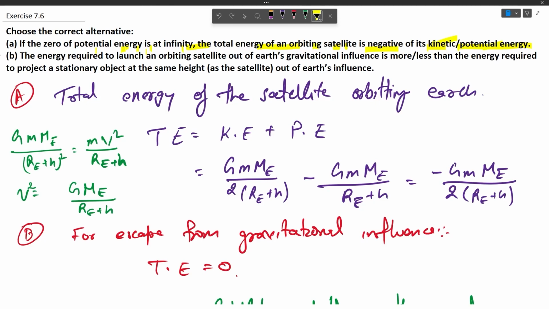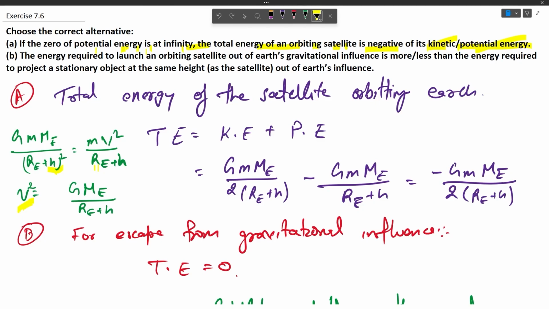So before answering this question, we should know what is the kinetic energy of the orbiting satellite and what is the potential energy of the orbiting satellite. So from the equilibrium of force, the attractive force is balanced by the centripetal force of the satellite, where the attractive force is the gravitational force, and the centripetal force is mv square by the distance of the satellite from the center of Earth. Now if we find the expression of velocity from this, we get v square equals G times mass of the Earth divided by radius of the Earth plus height. Now we can use this v square in the kinetic energy of the satellite.